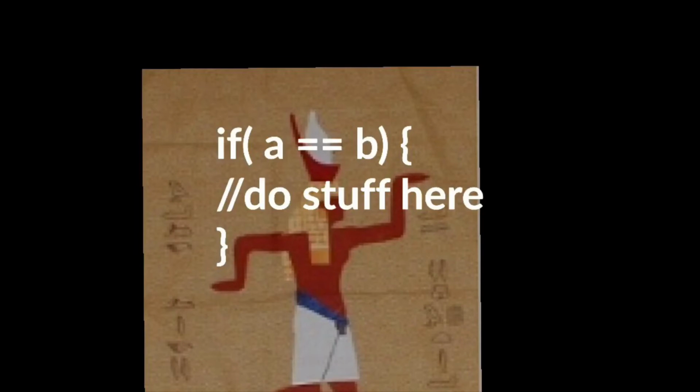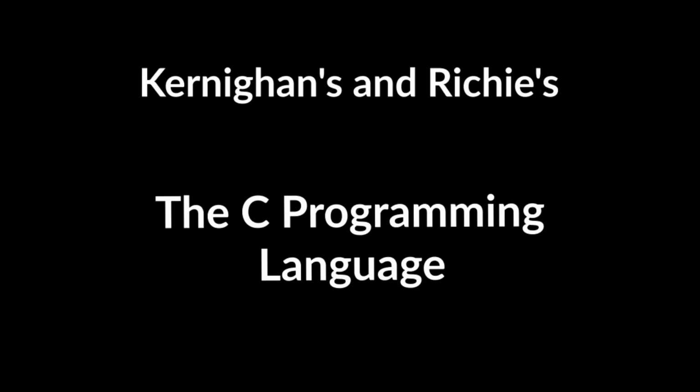The next one I'd like to cover is Egyptian brackets. We used to refer to this style of brackets as Egyptian brackets. Compare the position of the brackets with the hands in the picture. This style of brackets is used in Kernighan and Ritchie's book, The C Programming Language, so it's known by many as K&R style.